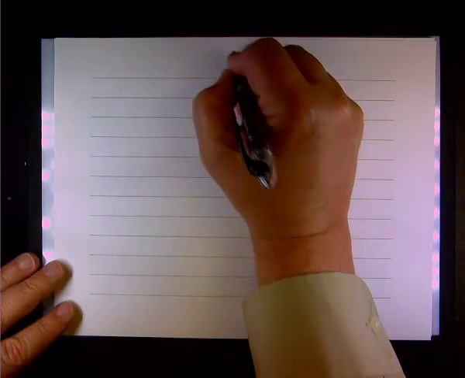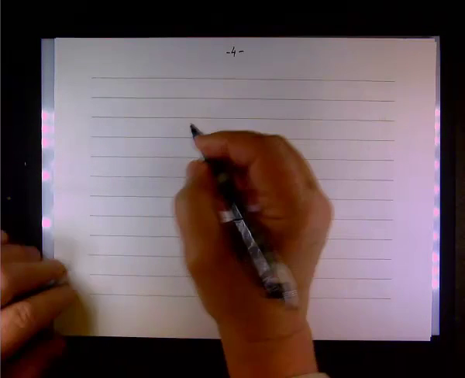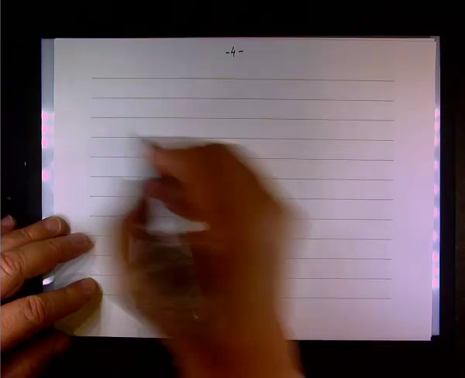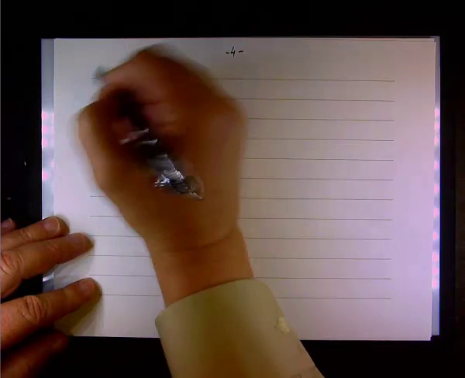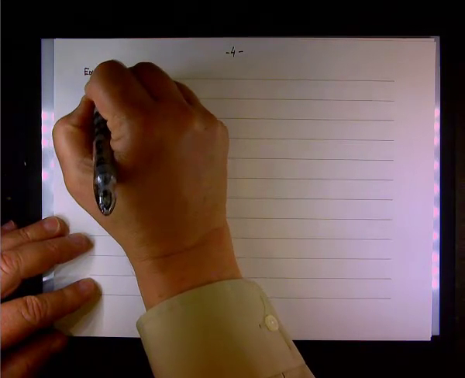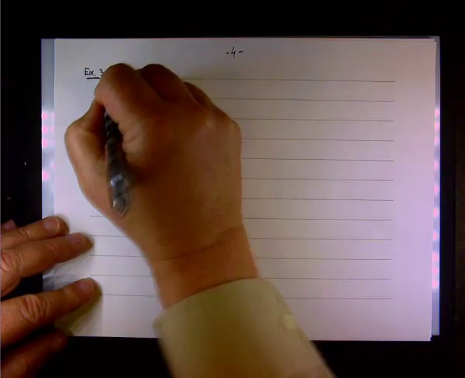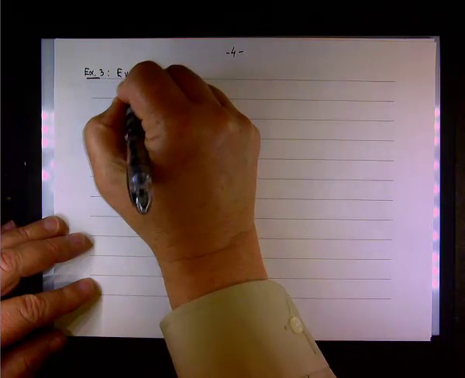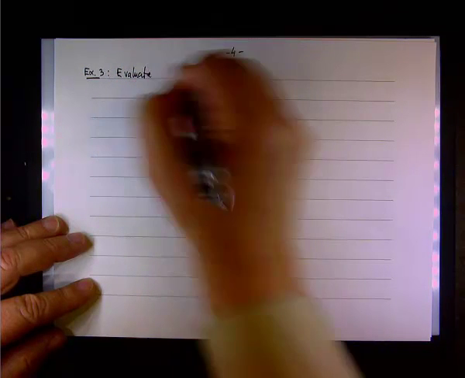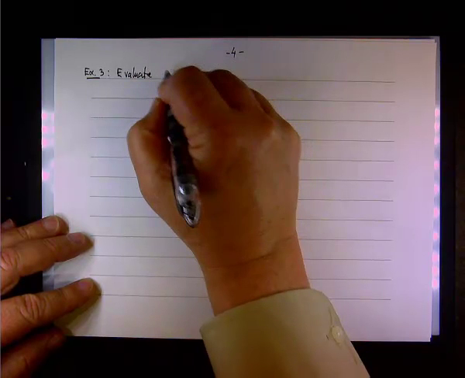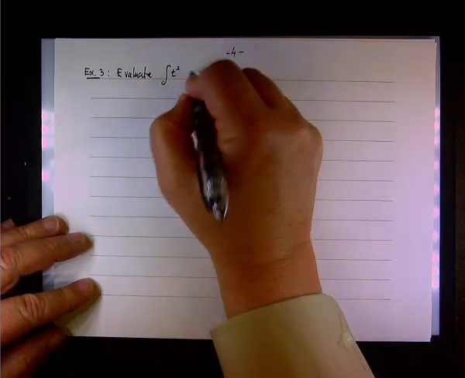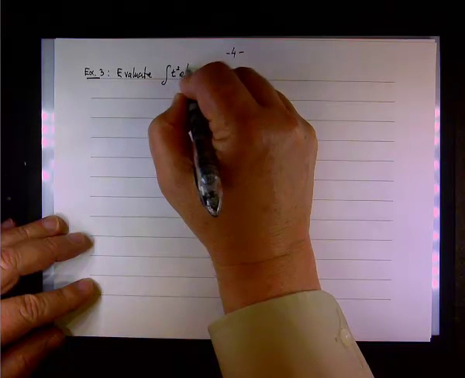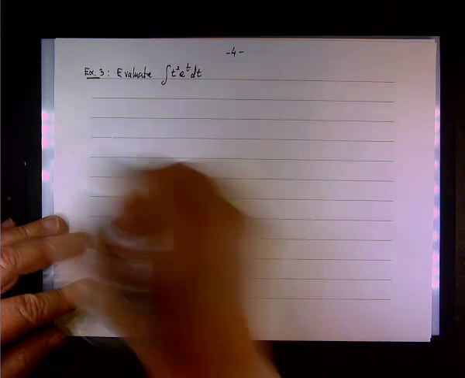So far, everything was straightforward. Next example, we're going to add a wrinkle to this rule. And in this example, we need to evaluate something that looks like this, the integral of t squared e to the t dt.